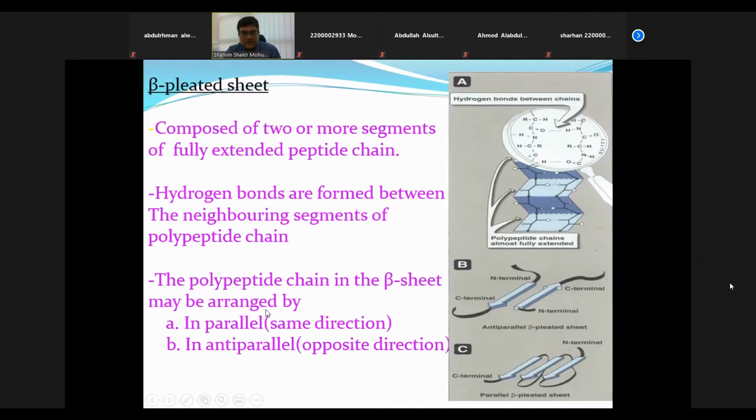So it is arranged in two ways. One is called parallel, or same direction, and the second is anti-parallel, or opposite direction. I think you know the meaning of parallel. What is the meaning of parallel? Can somebody tell? Same direction. Like, no, not just same direction.